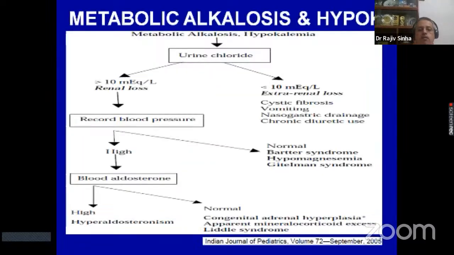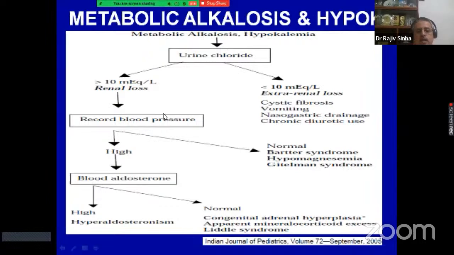Again, the slide mentioned the approach to a child with metabolic alkalosis, and it depends on urinary chloride. If your urinary chloride is low, then you are thinking of cystic fibrosis, vomiting, NG drainage. All of those are causes of metabolic alkalosis and hypokalemia. If the urinary chloride is high, then it is most probably renal.